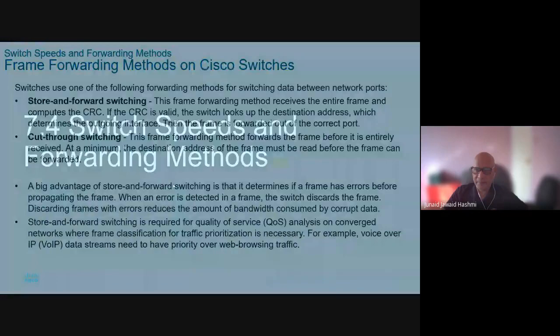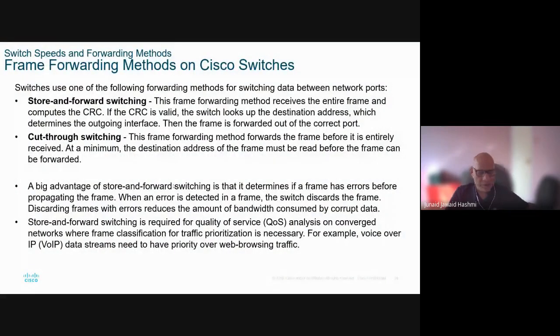Switch speeds and forwarding methods. The speed of the switch is important. You have 1 gigabit ports, 10 gigabit. I don't know what the maximum is right now because it keeps changing; it's probably 20 gigabit. There are different forwarding methods switches use. One of them is called store-and-forward switching. This method receives the entire frame, the whole frame, before it forwards. This forwarding method is a little bit slower, but it is more reliable.